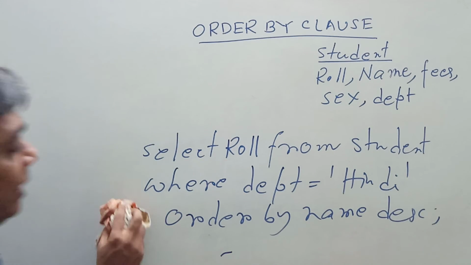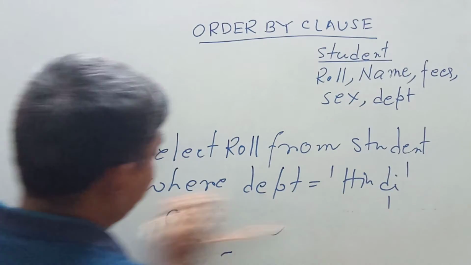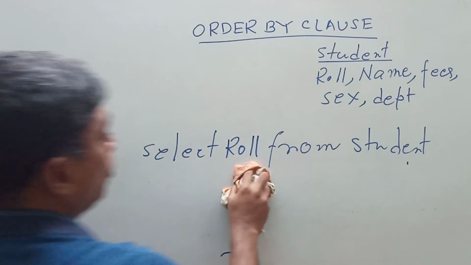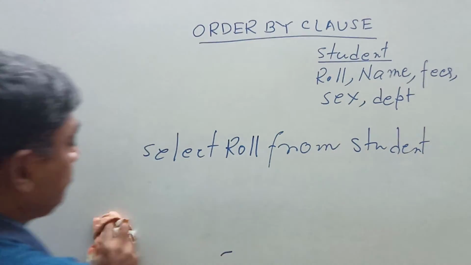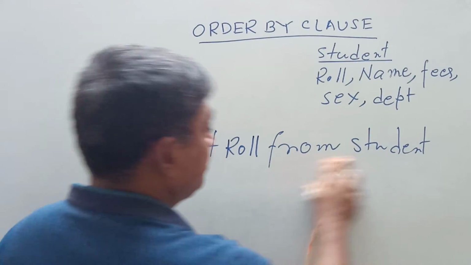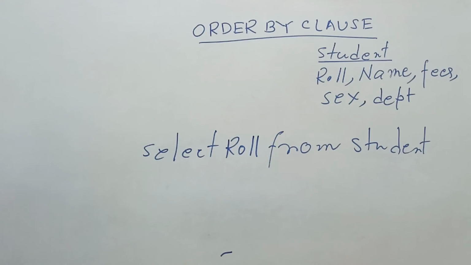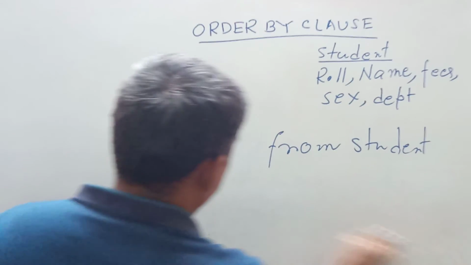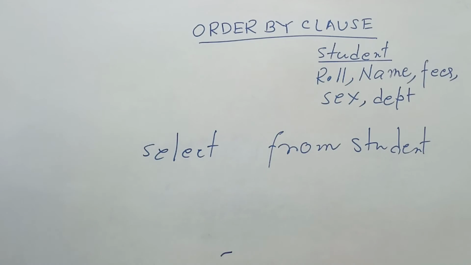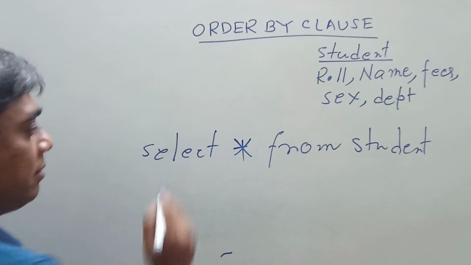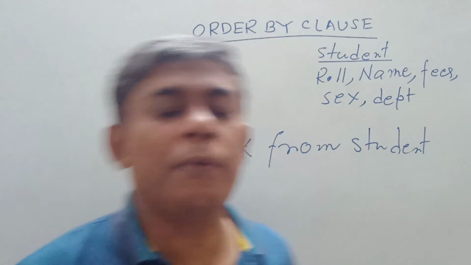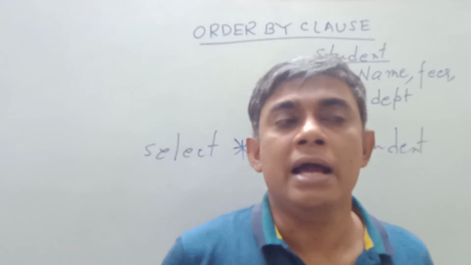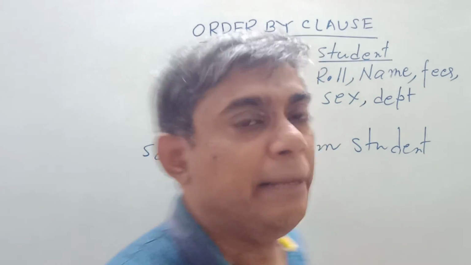Understood? So order by we use at the end. Now next query. We want to display details. So we write here select star. If we want to display details, then we write select star from student. Now suppose there are two conditions, whose department, who are from either Hindi or history department.